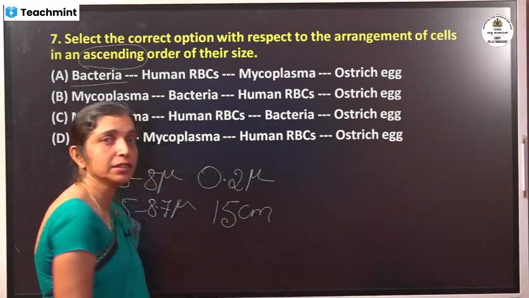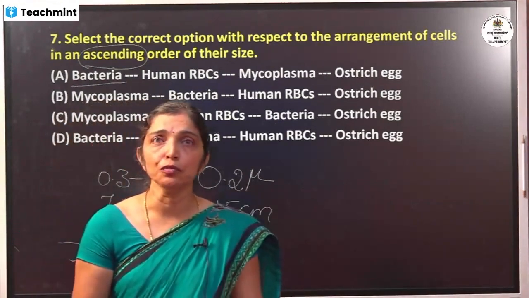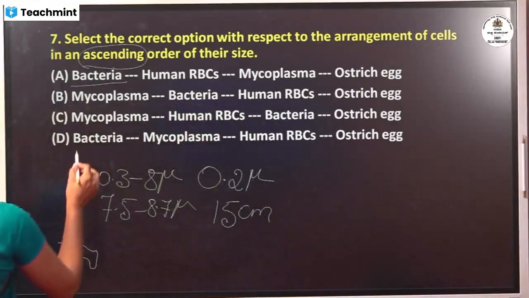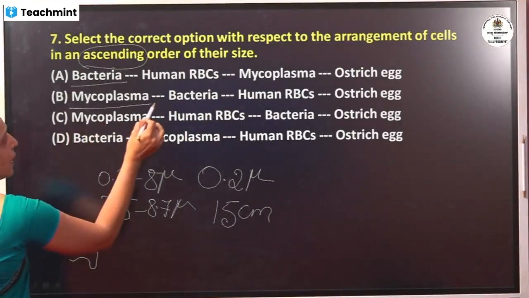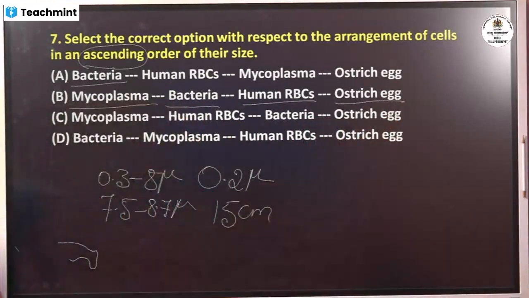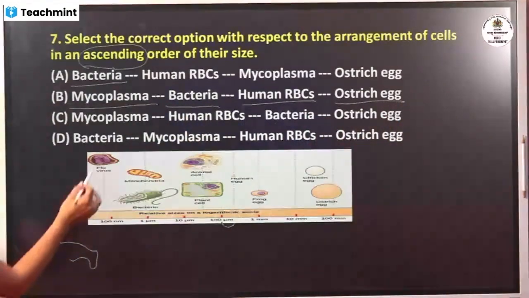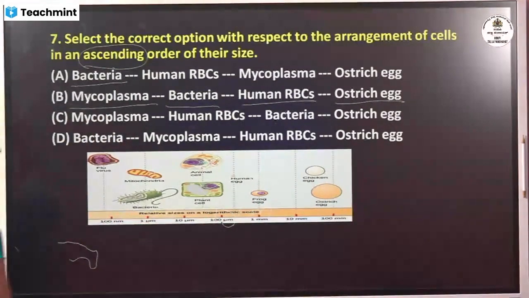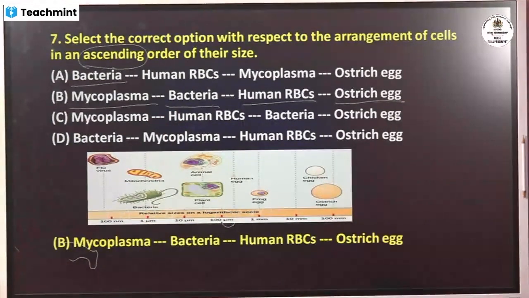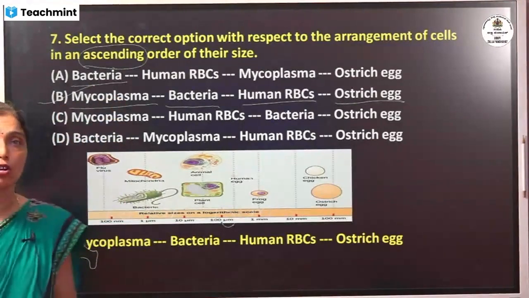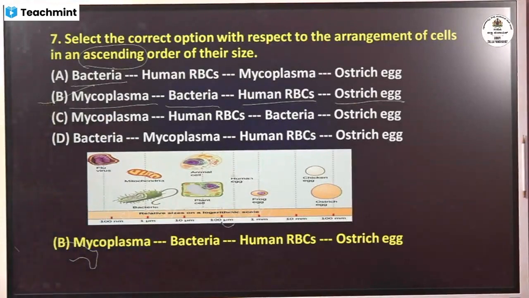15 centimeters approximately. So if you're going for the ascending order, which is the one? Definitely the smallest one is your mycoplasma, followed by the bacteria, human RBC, and the ostrich egg, isn't it? So here we have the sizes, the difference. The largest one that we have is your ostrich egg. So based on the sizes, the option over here is B, mycoplasma, bacteria, human RBCs, and the ostrich egg. Moving on to the next question.